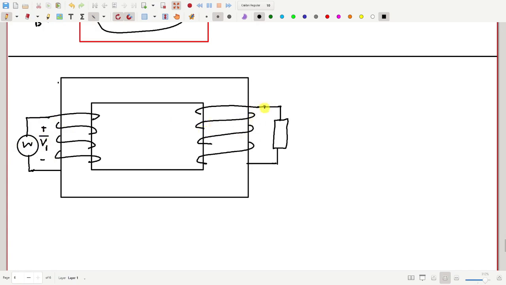Some voltage will be induced between the two ends of the second coil, and that will drive some current here. So this is V2, which is M dI1/dt, where I1 is the current here. There is no connection between the first coil and second coil, but still if you connect a voltage in the first coil, you get current in the second coil. So this is called a transformer.